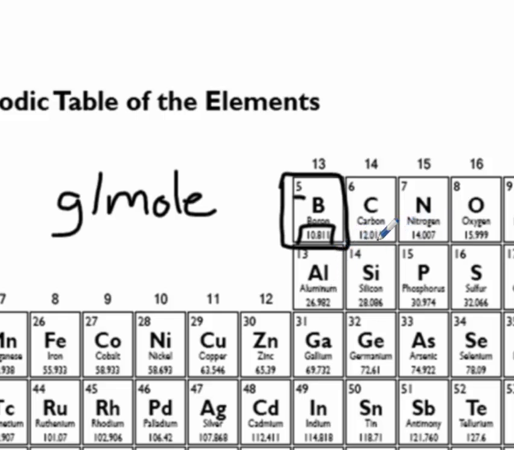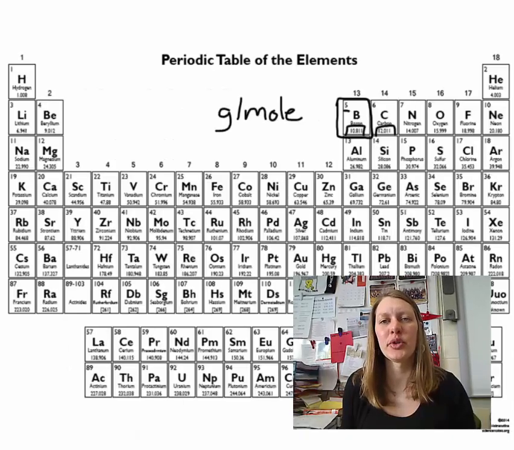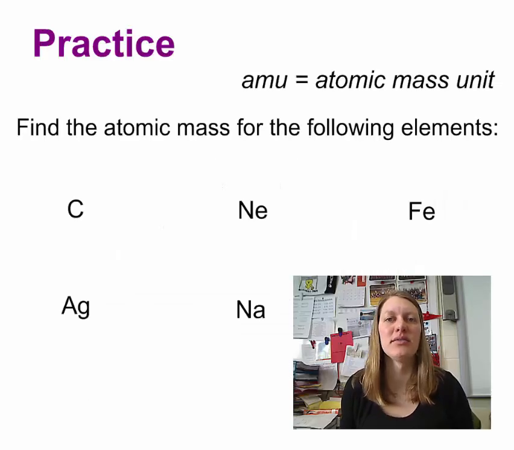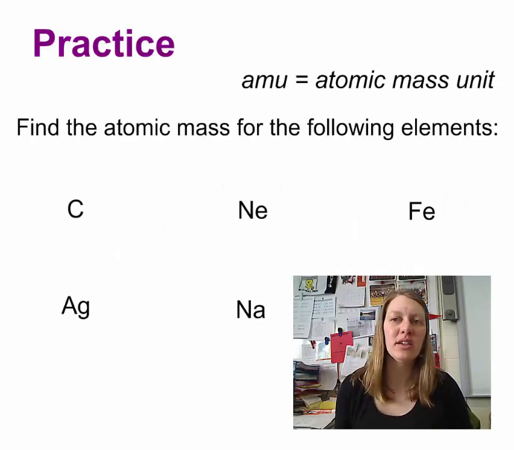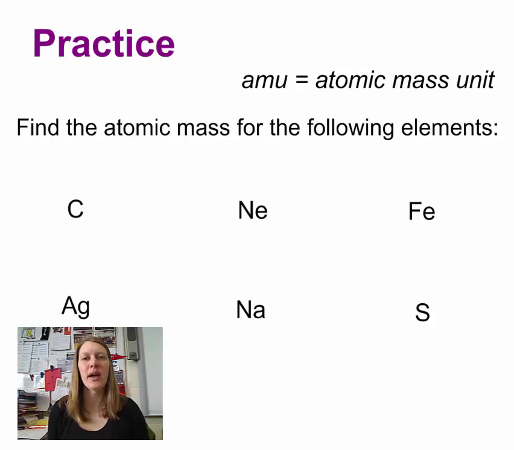If we compare that to its neighbor, carbon, carbon has 12.011 grams per mole. So we're going to utilize that atomic mass as we try to calculate molar masses of compounds. If we look here at some examples, I just want you to go ahead and practice finding the atomic mass on the periodic table and making sure that we put in the correct units as well.